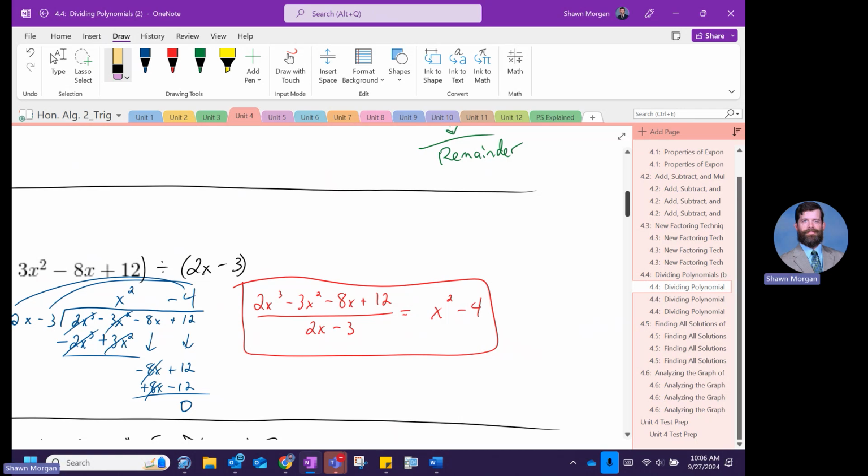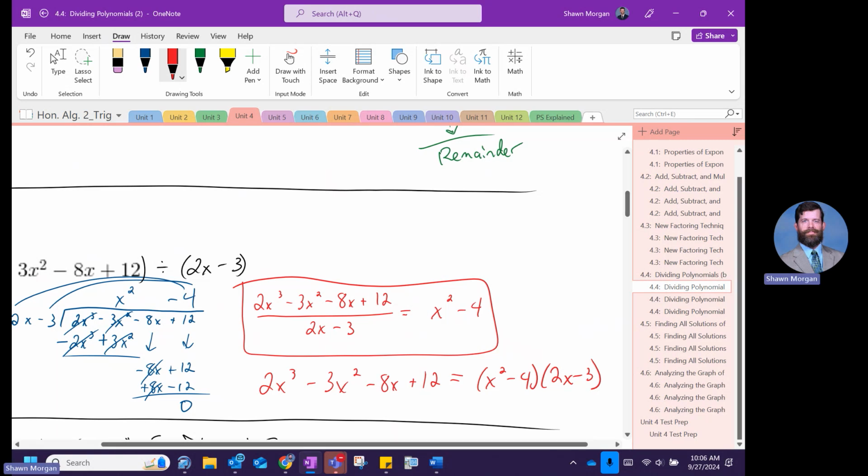And when you got a remainder of 0, what that meant was that you could actually multiply both sides by this divisor. Check this out. You can multiply both sides by the divisor and get 2x cubed minus 3x squared minus 8x plus 12 equals x squared minus 4 times 2x minus 3. In other words, you wrote a cubic polynomial as a product. That process is called factoring. So congratulations, you just factored a polynomial of degree 3 that you previously were not able to factor.